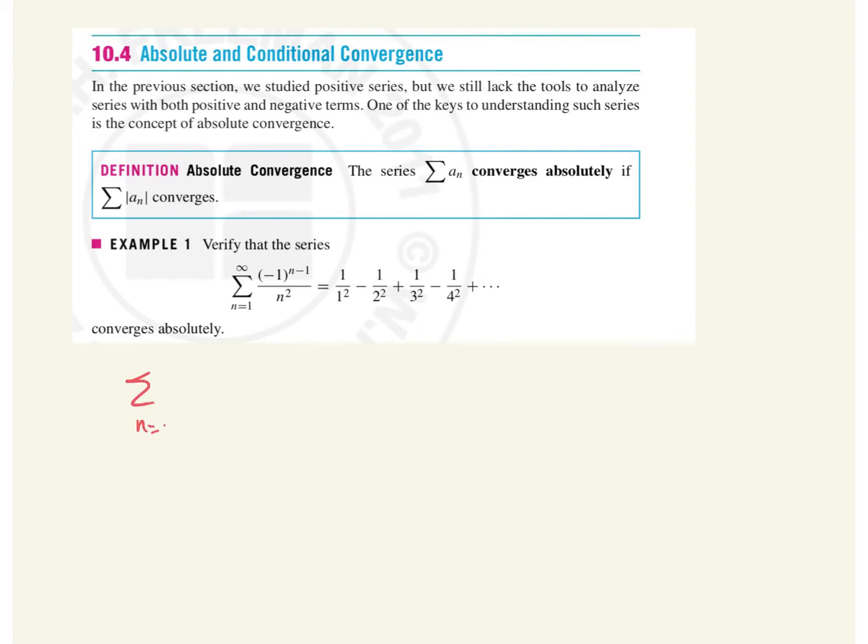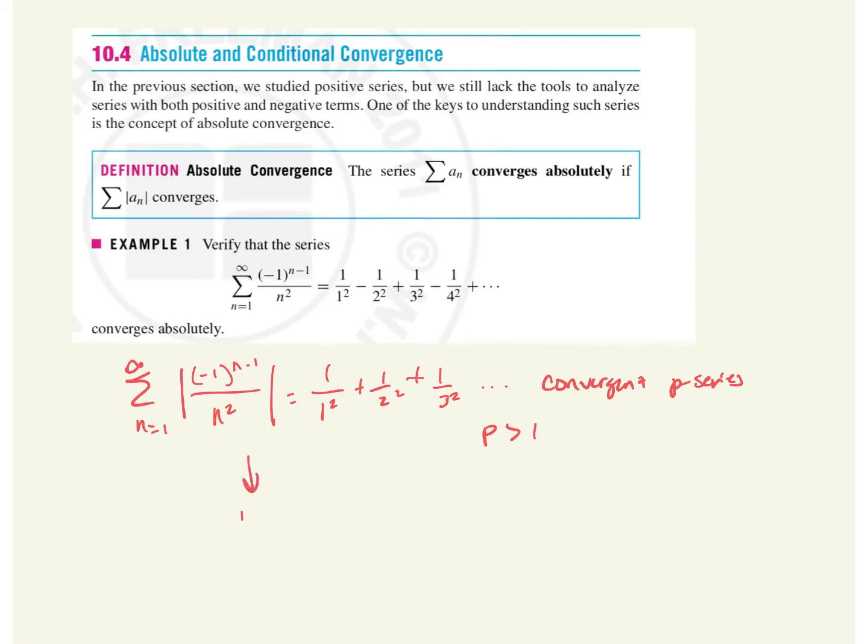that the summation as n equals 1 to infinity of the absolute value of negative 1 to the n minus 1 over n squared would be equal to 1 over 1 squared plus 1 over 2 squared plus 1 over 3 squared, and so on. So this is a convergent p-series, right? Because p, which is 2, is greater than 1. So therefore, we would say this converges absolutely. Now, technically, we only proved that the absolute value converges absolutely.